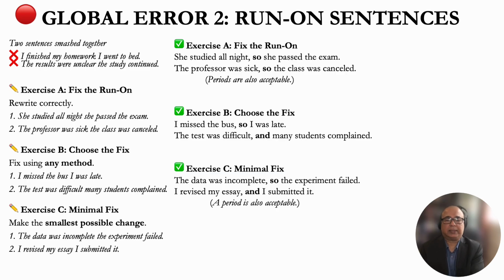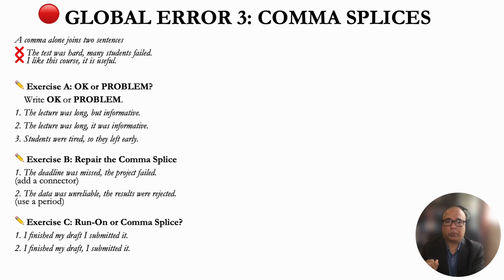All right, so these are the answers to the 3 exercises. We have one more global error to study, and we will be done. So the last one, this is very common. My students make this error all the time, comma splices. They put a comma and then they write another sentence. And there is nothing connecting the 2 sentences.